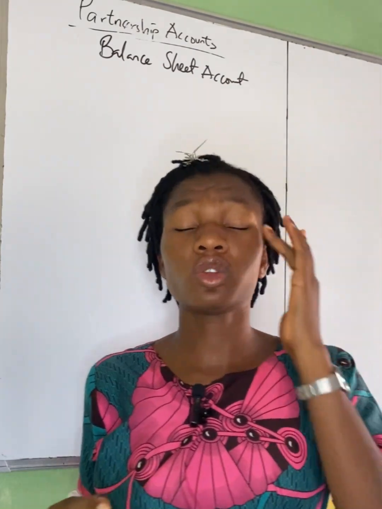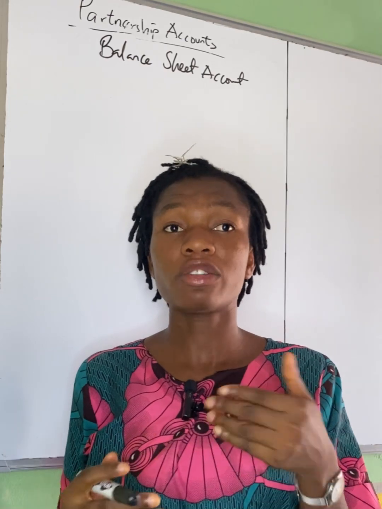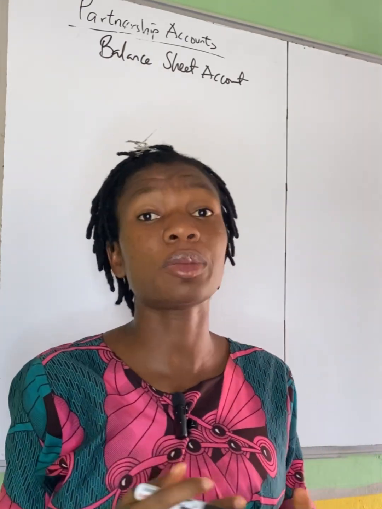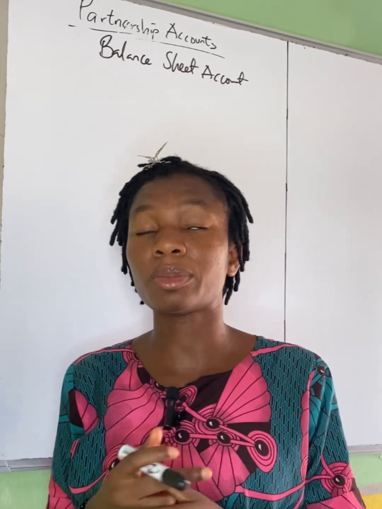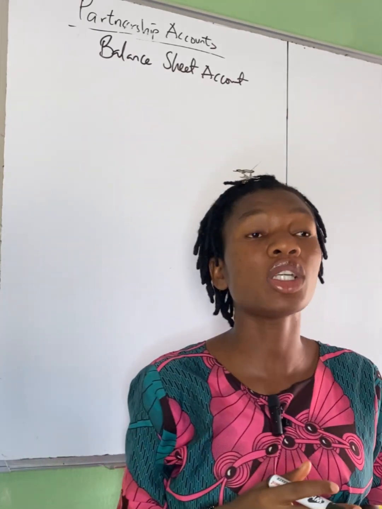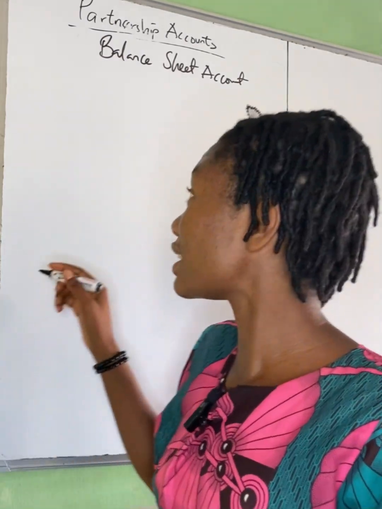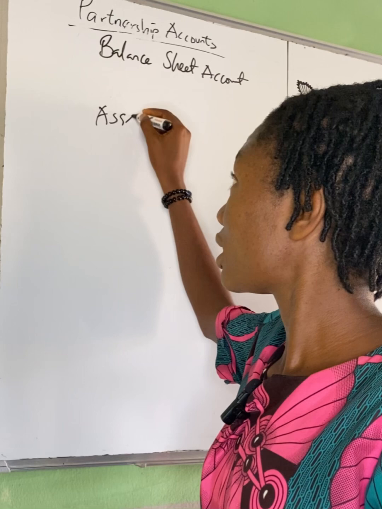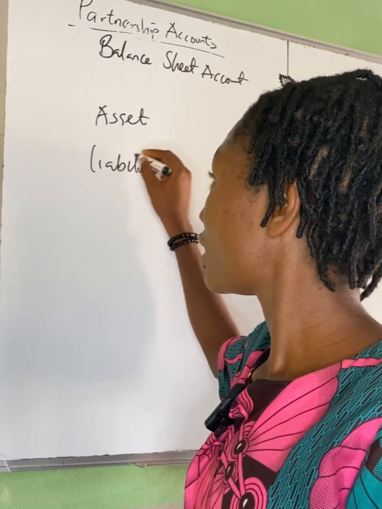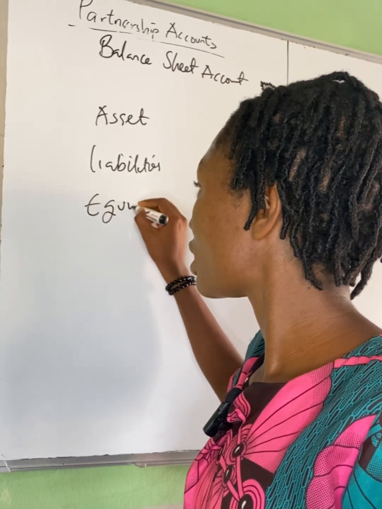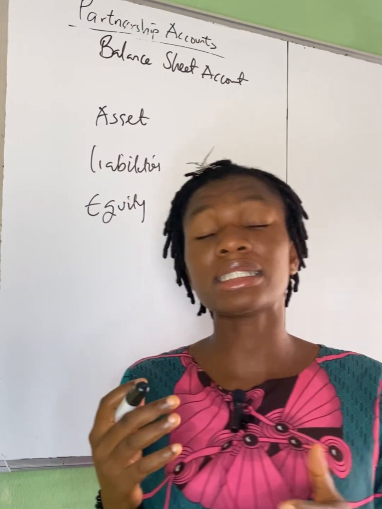Now, majorly we have actually looked at the balance sheet in our previous video. We have talked about the balance sheet, the statement of financial position. So this is going to be more like a revision in case of the partnership account. The balance sheet majorly has three segments: the assets, the liabilities, and the equity. This is the three components of the balance sheet account.